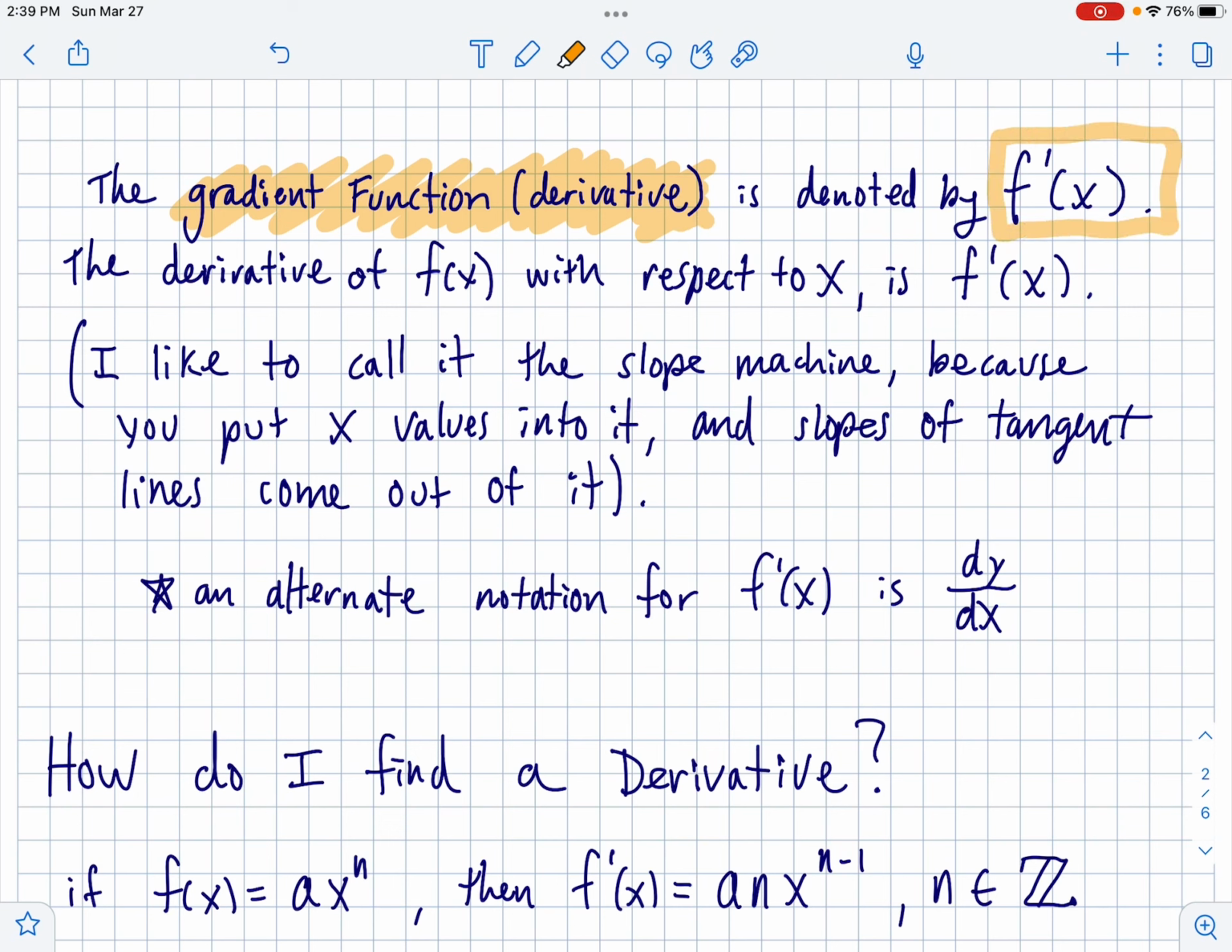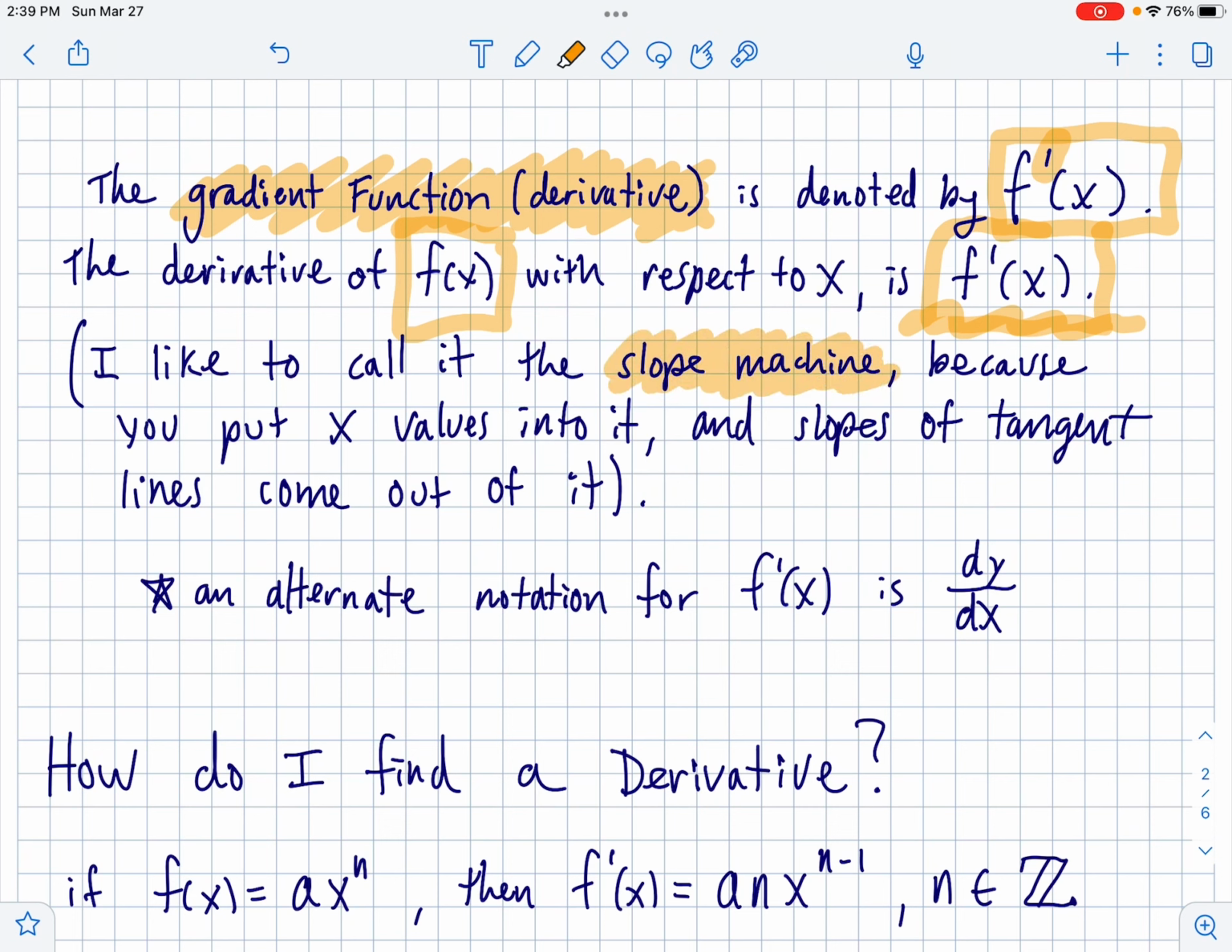The gradient function is called a derivative. Its notation is f prime of x. So if you're given a function like f of x, the derivative is f prime of x. It's got that little apostrophe on it. The derivative of f of x with respect to x, that's just kind of saying the same thing. This is f prime of x. If you take the derivative of f of x, the derivative is f prime of x.